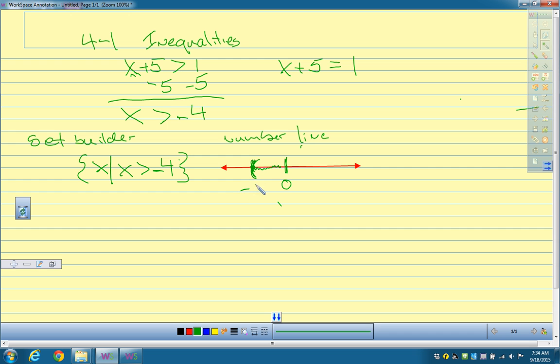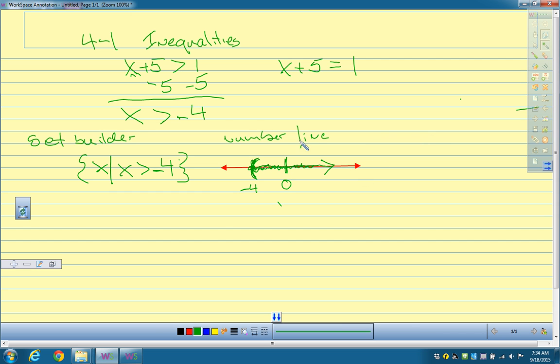So that should be a -4 down there with a curvy bracket on the end. And then we go up like this. You want to make that dark shaded, okay? And then you want to point the arrow going up that way, and it goes up forever to infinity. Okay? So that's how you write it on a number line.